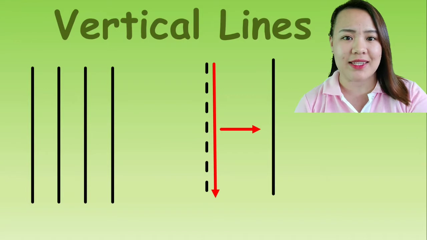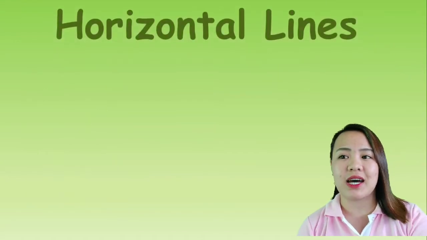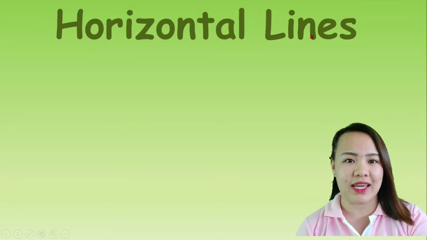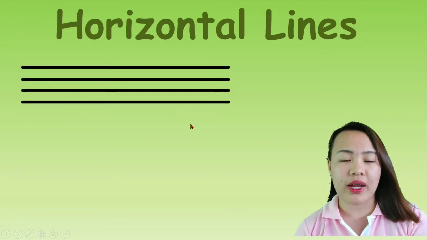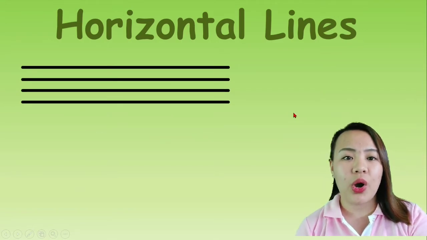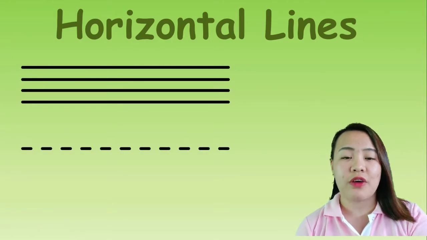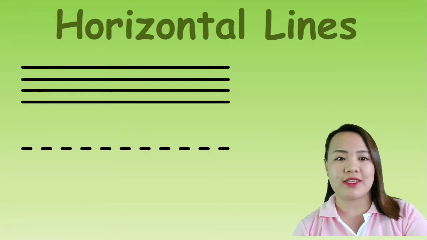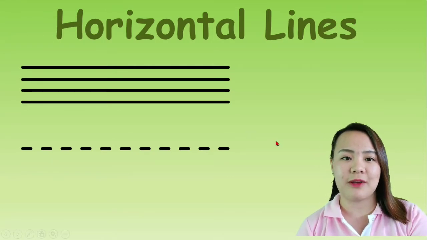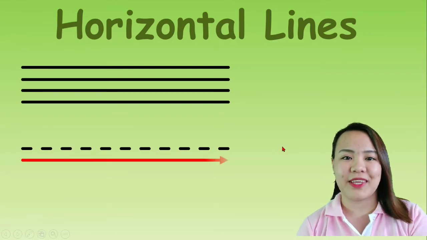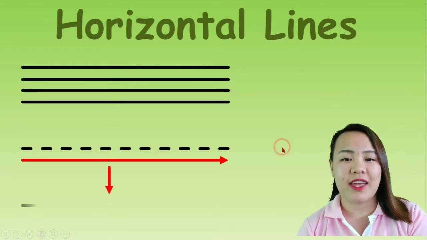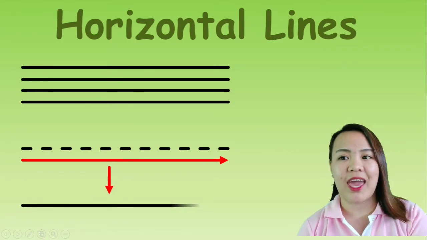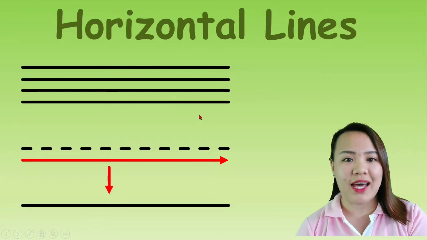Do not forget. Next line is the horizontal lines. So what are your horizontal lines? This one are your horizontal lines. How do we write horizontal lines? From right to left or left to right, that's right. Follow the lines. You're going to write a straight line. So those are your horizontal lines.